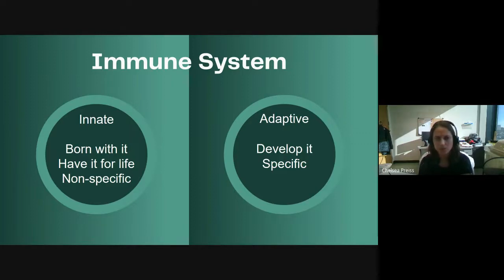The adaptive immune response is developed or acquired, as it's sometimes called, throughout our lifetime. And it's a more delayed response. It's usually about 1 to 2 weeks that it activates. And then adaptive immunity is specific, meaning that it can remember specific pathogens which they've encountered before.